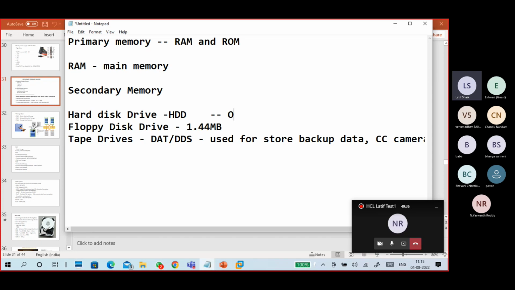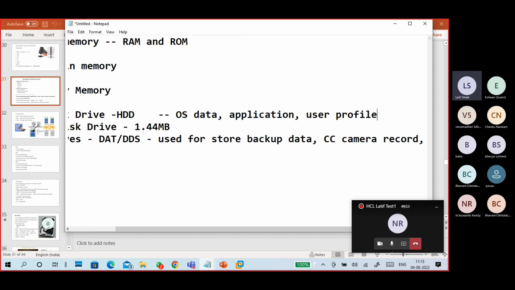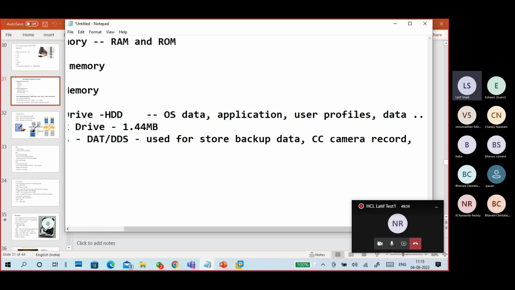What is the use of a hard disk? It stores operating system data, applications data. We are installing an application, OS, user profiles, and normal regular data. Any regular data you are able to store.